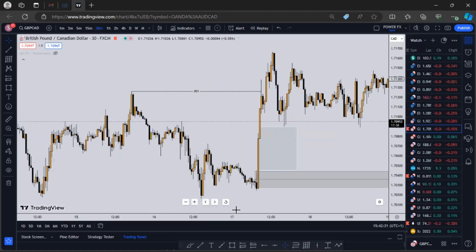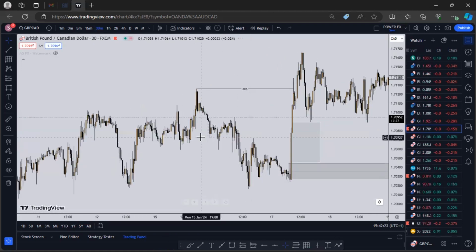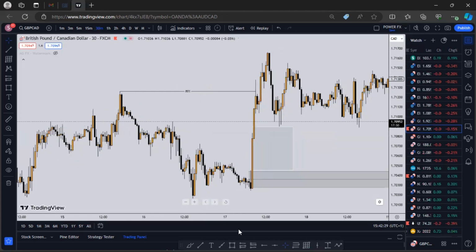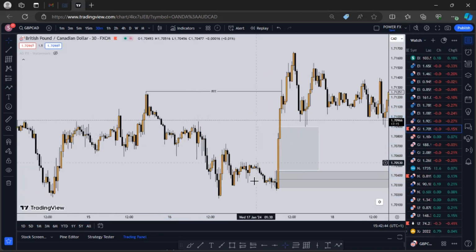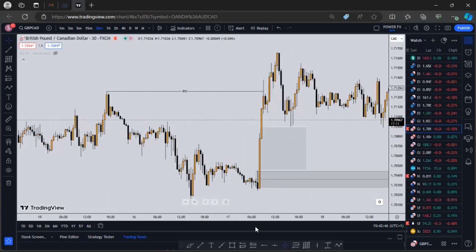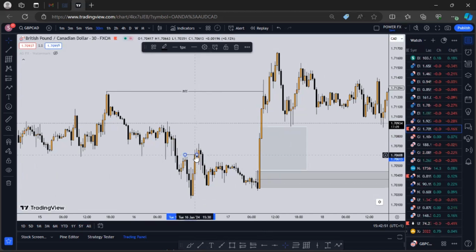So price, the market came all the way to the downside, created the low here. Let me zoom this for you guys to see. The market came all the way to the downside, rallied, lower low, lower high, lower low, lower high, lower low, higher high. So the market broke this structure. This is like a confirmation entry on this particular price action that happened here.